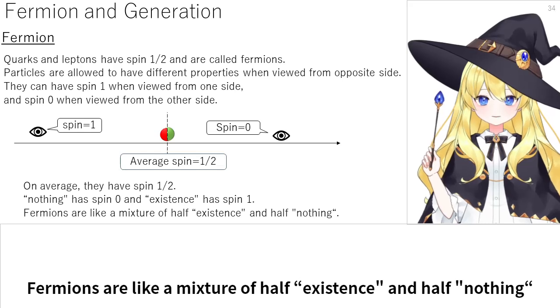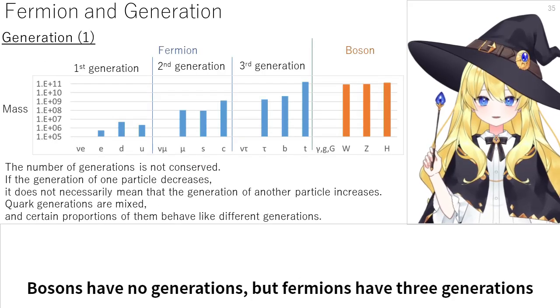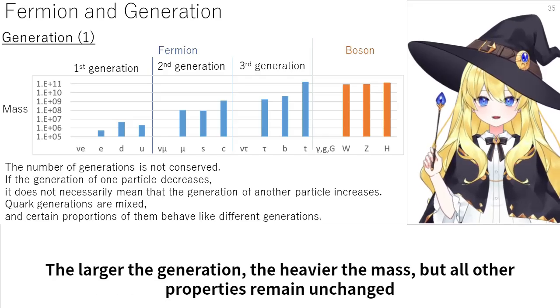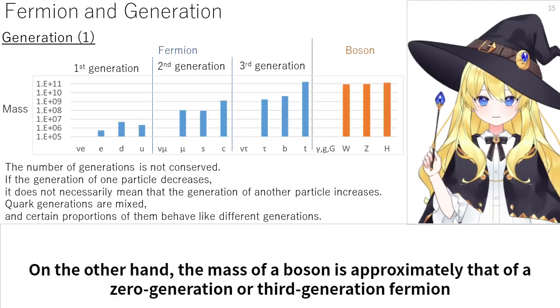Fermions are like a mixture of half existence and half nothing. Bosons have no generations, but fermions have 3 generations. The larger the generation, the heavier the mass, but all other properties remain unchanged. On the other hand, the mass of a boson is approximately that of a 0-generation or 3rd-generation fermion.